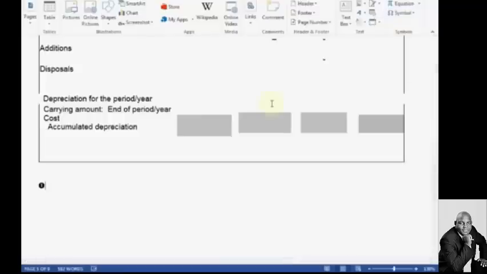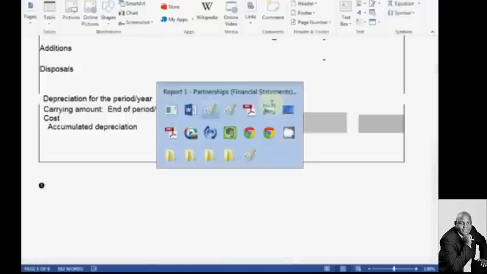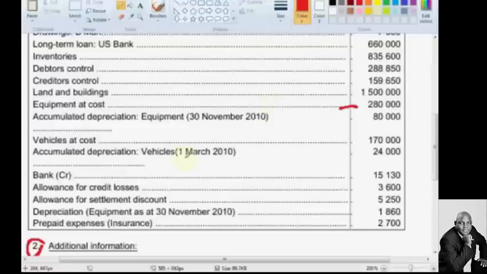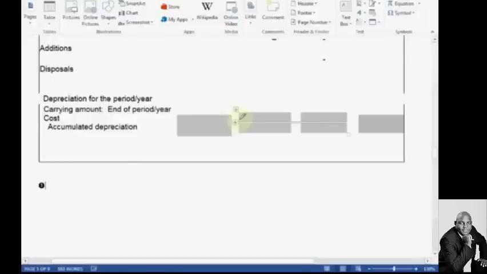Okay, number 1. What I know is on my trial balance, equipment is 280,000. That is at the end or towards the end of the year, and I want to know the value at the beginning of the year.